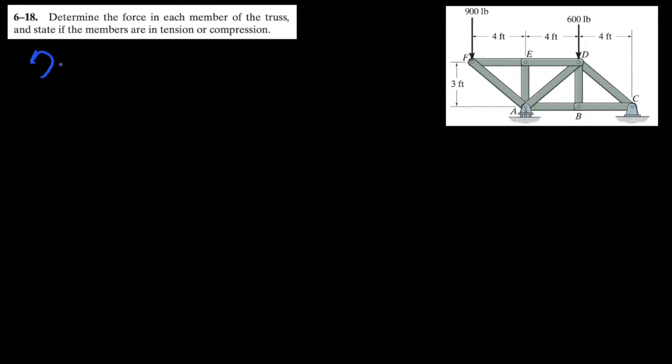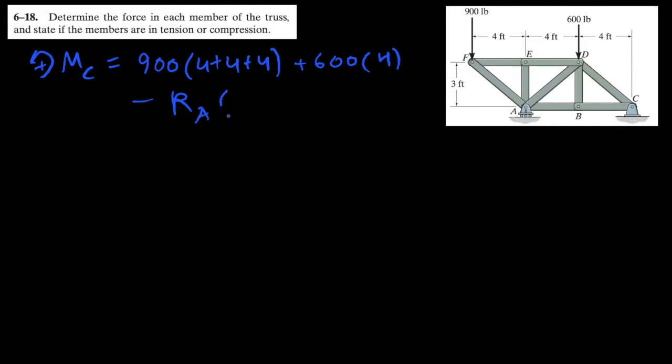So we can say that the summation of moments about point C is equal to 900 pounds times 4 plus 4 feet plus 600 times 4 feet minus the reaction force at A times 4 plus 4, which will give us a result of the reaction force of A equaling 1650 pounds.